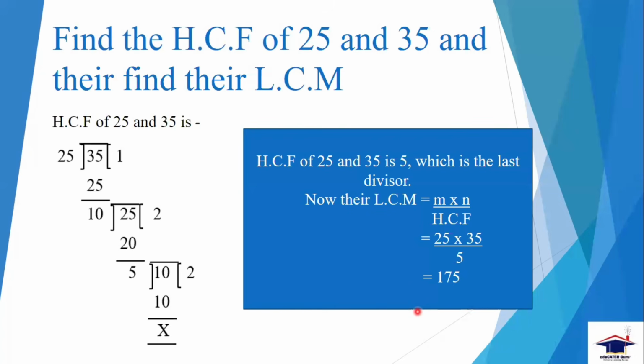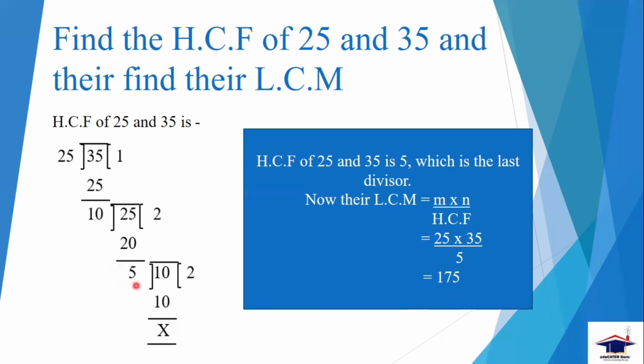Here the bigger number is 35, and 25 is the smaller number, so the divisor is 25. 25 ones are 25, the remainder becomes 10. Then again, we'll take the previous divisor 25 and divide by 10. 10 twos are 20, the remainder is 5. 5 twos are 10, the remainder is 0. The last divisor is 5. Therefore, the HCF is 5 for 25 and 35.